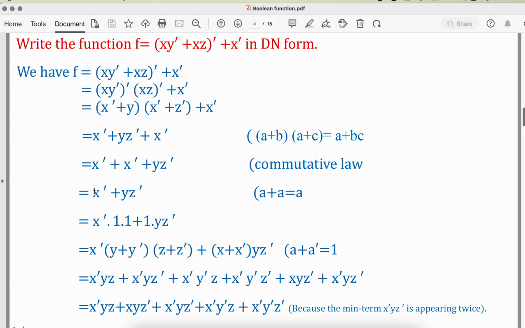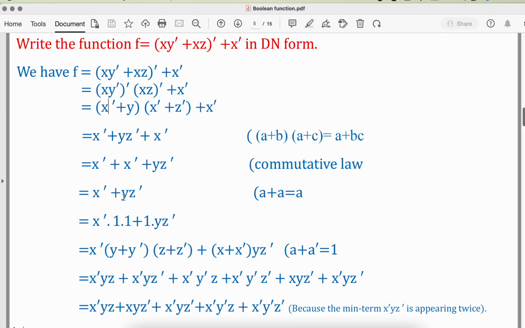But it should contain three variables in each of these terms. In the first term, y and z are missing, and in the second, x is missing. So here two variables are missing, so I have written 1 into 1. Here one variable is missing, so I have written 1. Here y and z are missing, here x is missing.